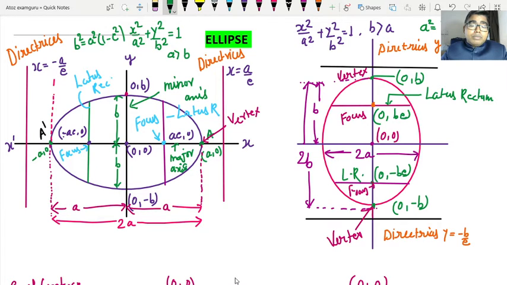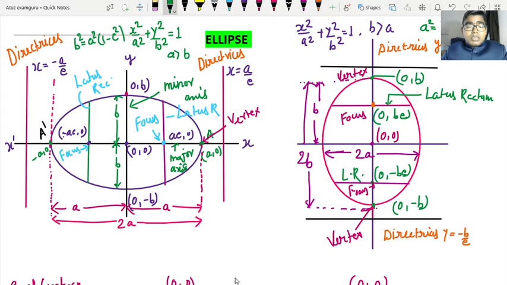This is a general representation of an ellipse. The basic equation of this type of ellipse is x square upon a square plus y square upon b square equal to 1. Here, the noticeable point is that a is always greater than b. The coefficient a is always greater than coefficient b.